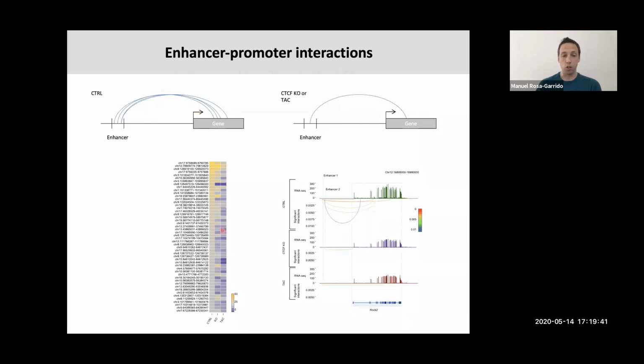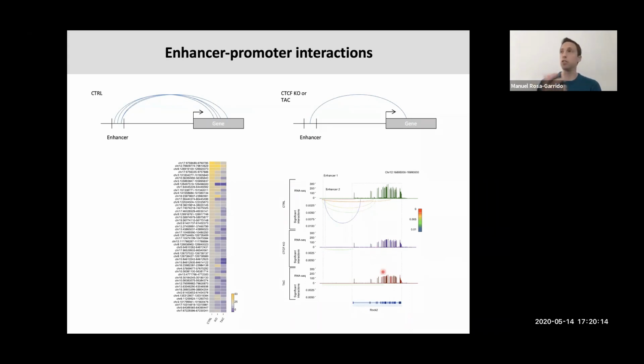Okay, so here you can see again that when we induce heart failure, depleting CTCF or performing TAC, the number of interactions is getting reduced. And again, this correlates with a change in gene expression. So this is an example of this. Okay, so here we are focusing on the gene ROCK2. This gene ROCK2 has two enhancers, enhancer 1 and 2, that are interacting with the gene in the control, but these interactions are lost when we induce heart failure. Okay, and in this case, this loss of interaction correlates with downregulation of the gene.